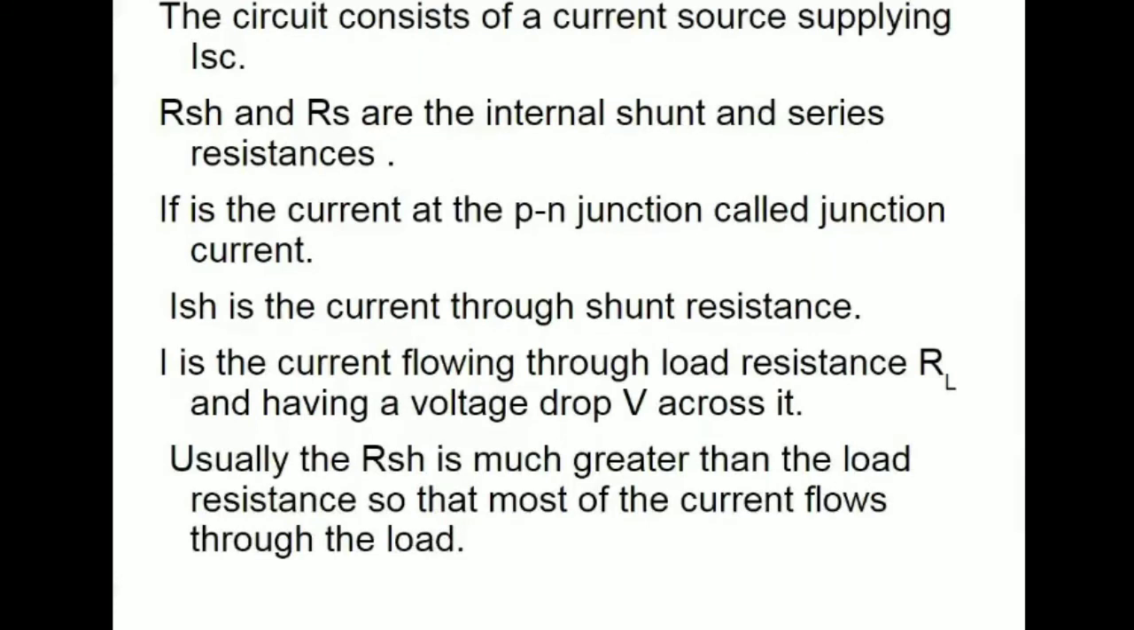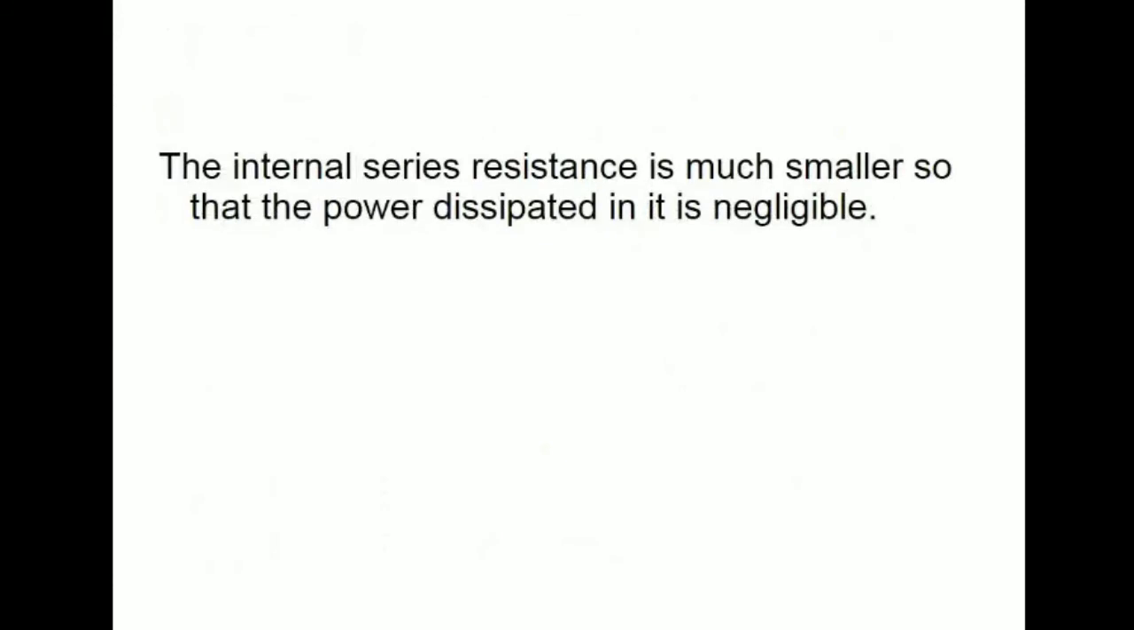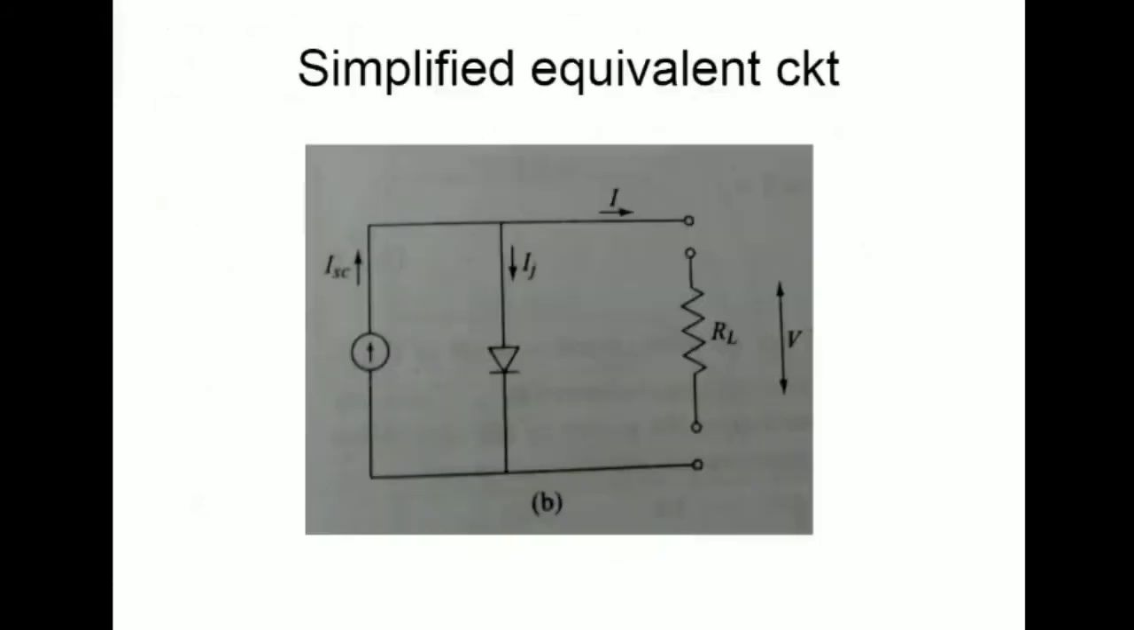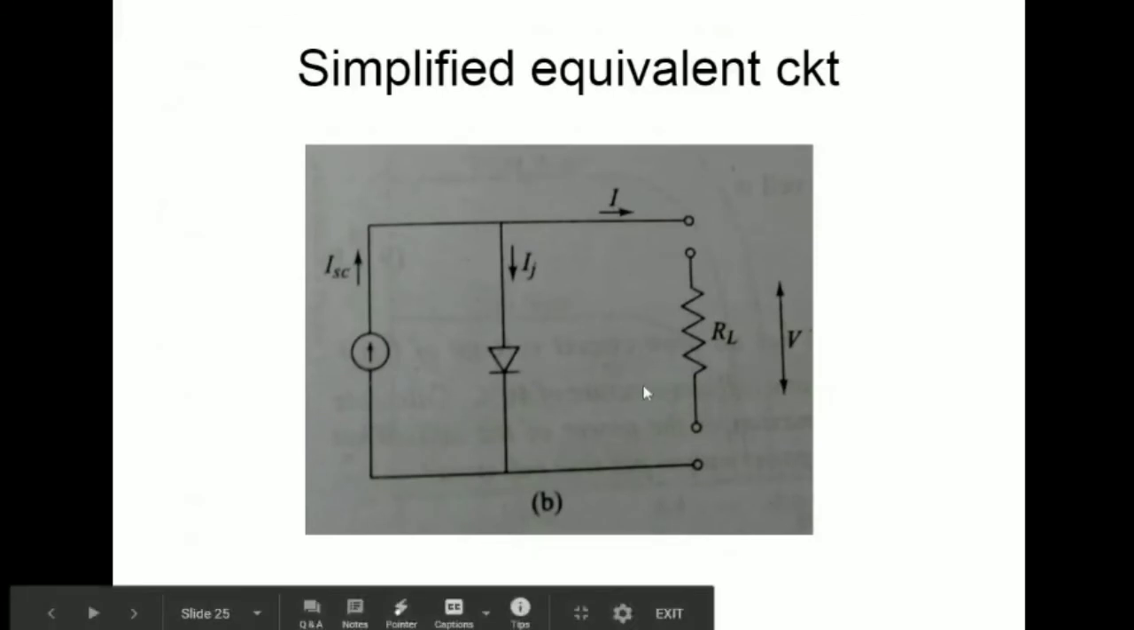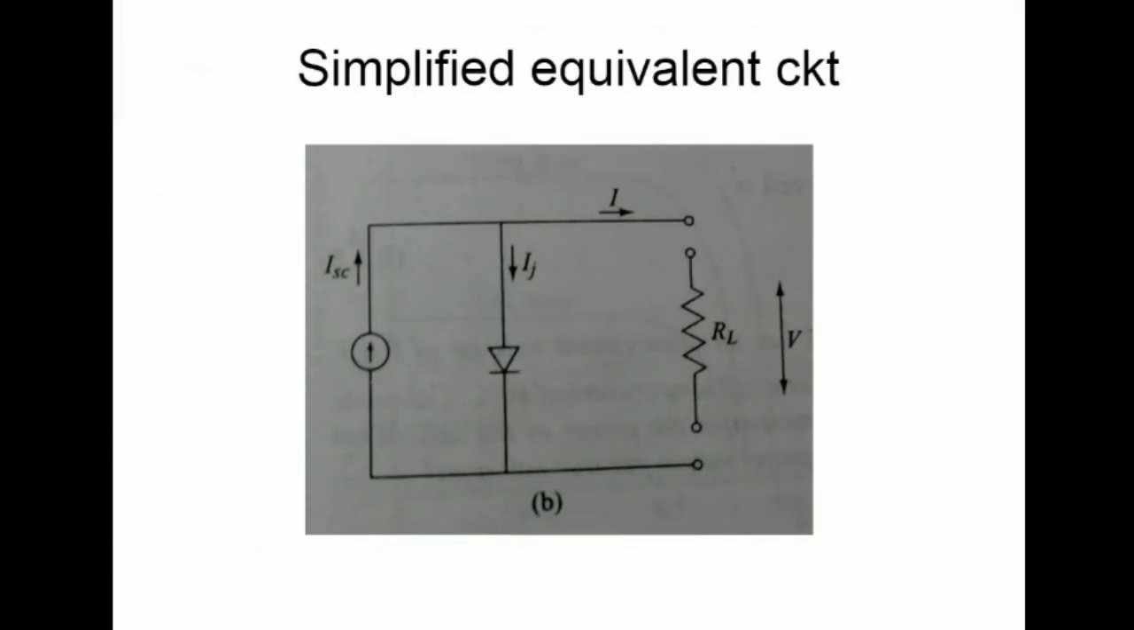Usually Rsh is much greater than the load resistance, so that most of the current flows through the load and maximum power will be transferred to the load. The internal series resistance is so much smaller that the power dissipated in it is negligible. The simplified equivalent circuit is shown here by avoiding Rsh, Rs, etc. The same equivalent circuit is redrawn by avoiding Rs and Rsh.